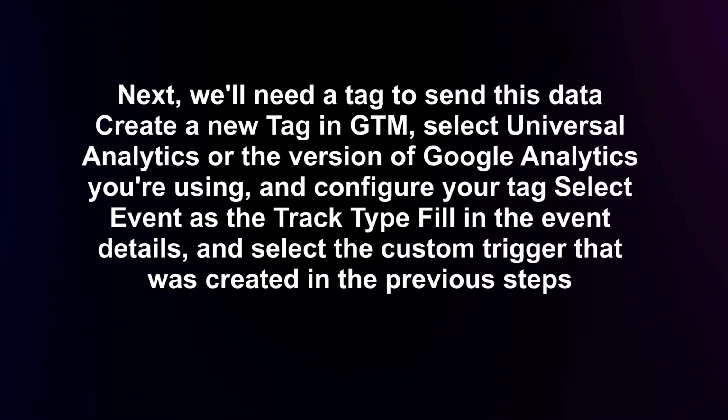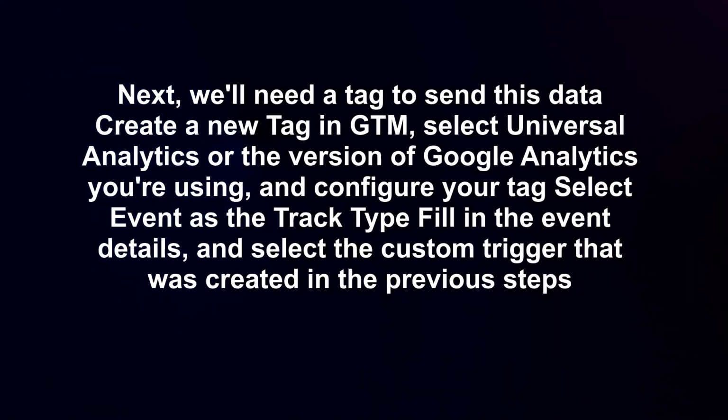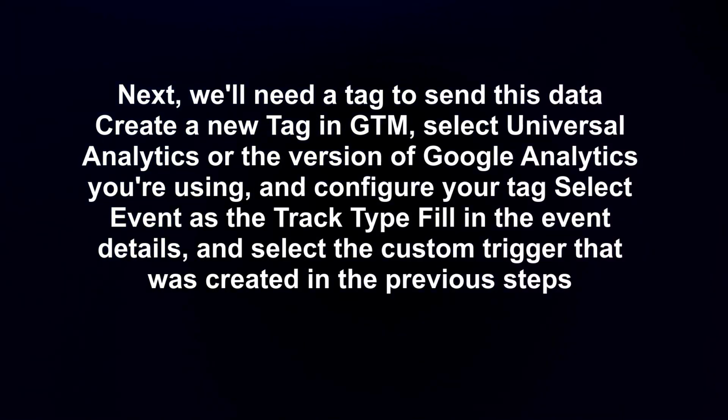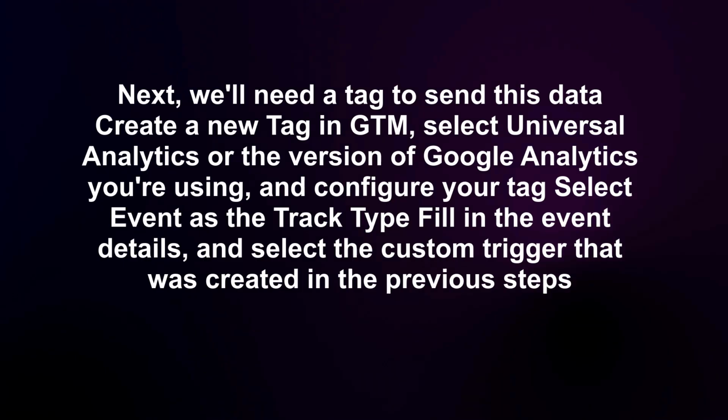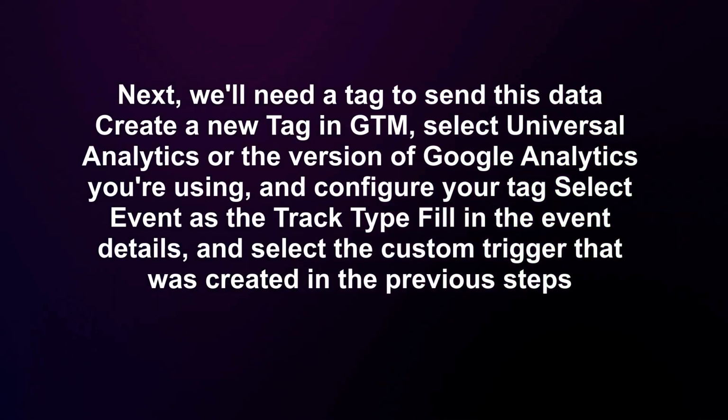Select Universal Analytics or the version of Google Analytics you're using, and configure your tag. Select event as the track type. Fill in the event details, and select the custom trigger that was created in the previous steps.